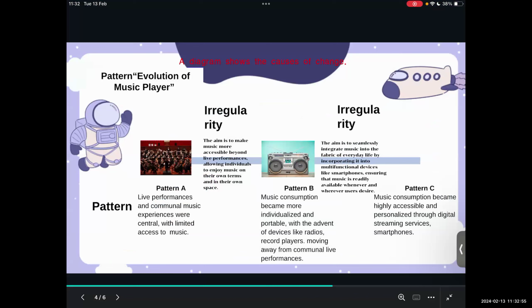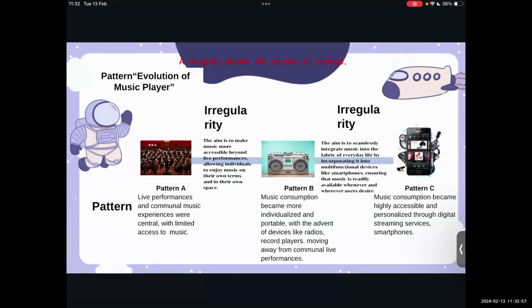So my topic is evolution of the music player. Pattern A is live performance and communal music experience, where music is essential with limited access. Pattern B is where music consumption becomes more individualized and possible with the advent of devices like the radio and record player, moving away from communal live performance. And for pattern C, music consumption becomes highly accessible and personalized through digital streaming services on smartphones.